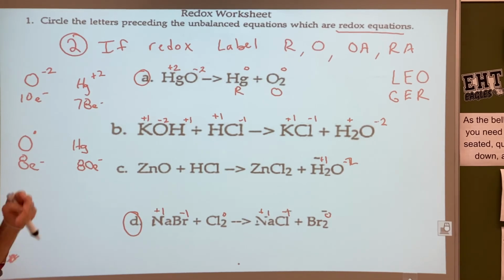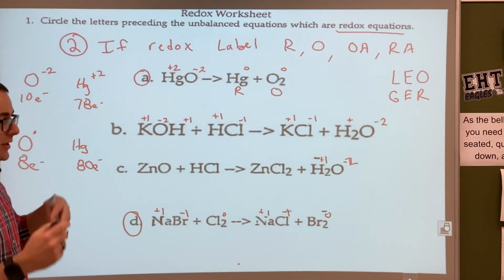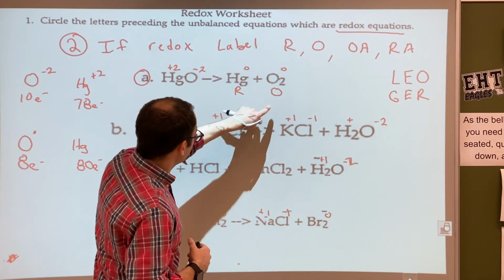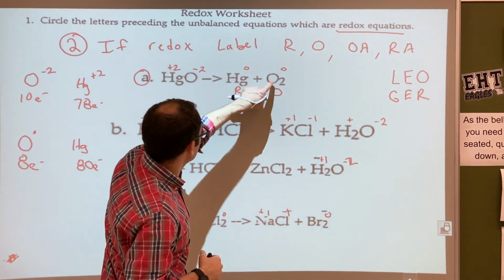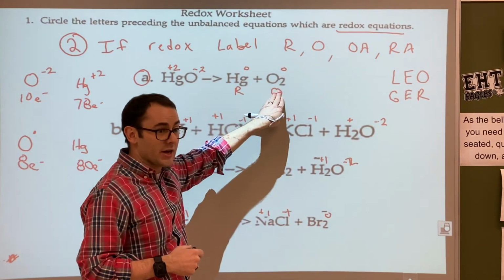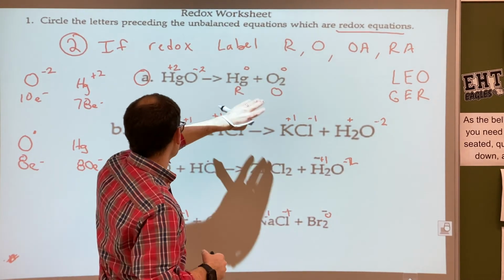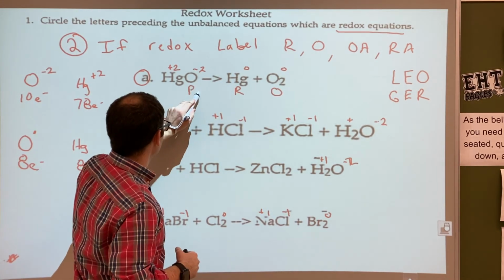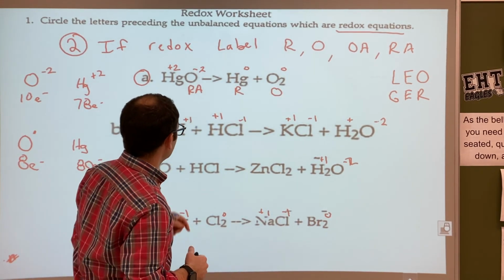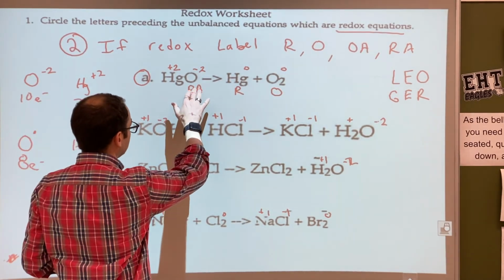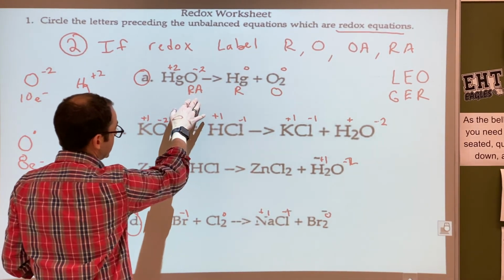So in this case, this one would be reduced. All right. Now let's go over the reducing agent and the oxidizing agent and what it means again. So here, the oxygen is oxidized, right? So it's oxidized, it has loss of electrons. So that means that this is going to be the reducing agent. Now again, what does that mean? It allows the other one to be reduced.